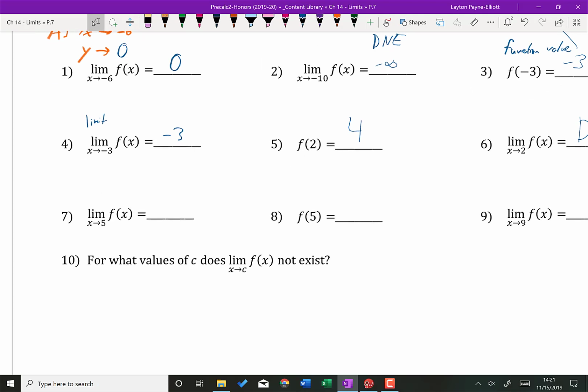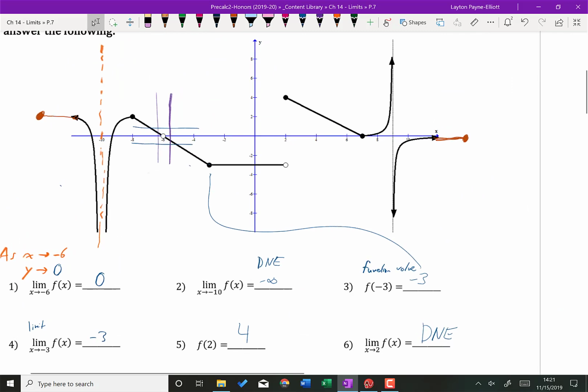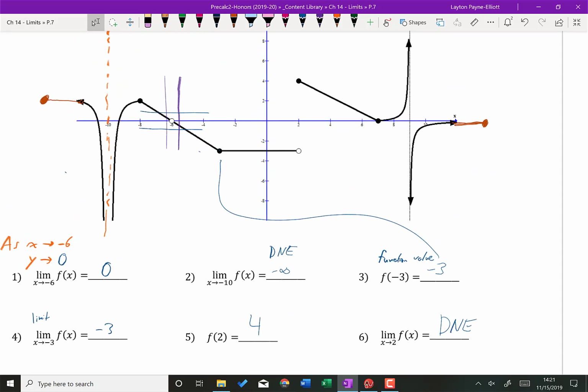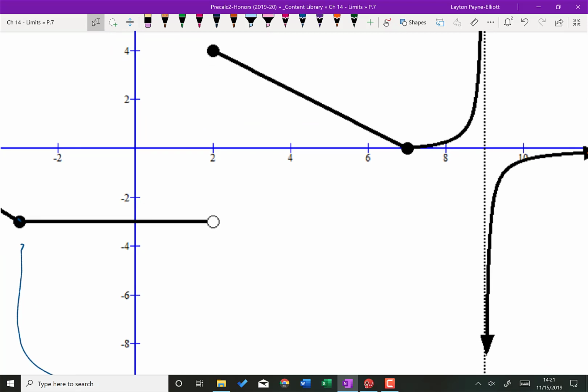Let's talk about 5. I'm asking you two questions. I'm asking you for the limit and then the function value. What is happening at x equals 5? Well, because the limit is x approaches 5. Yeah, you're right. It's the approach. Thank you, Simba.